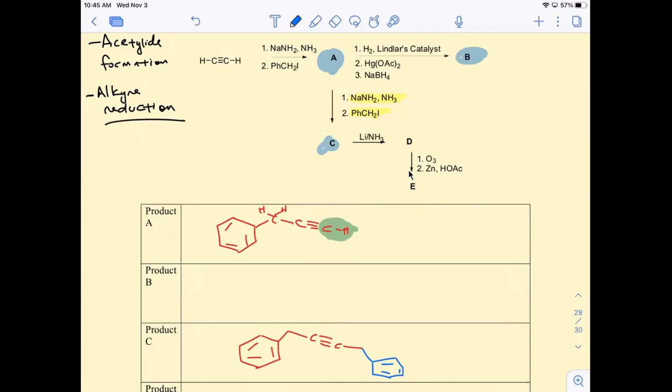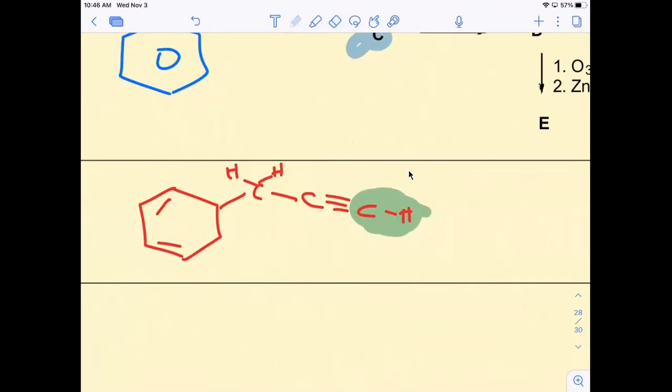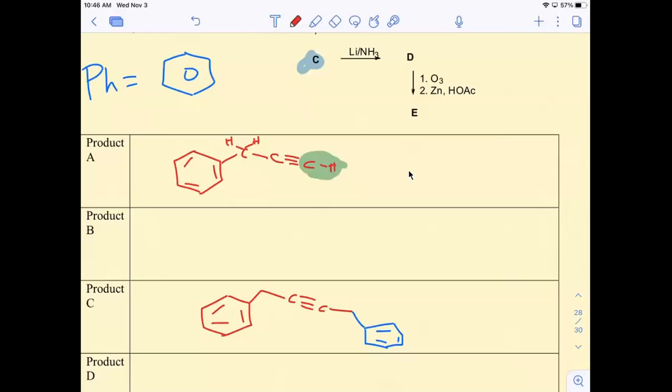Anybody not see that? I'm starting out with A, and A is a precursor for C. You said the Ph is what forms the aromatic ring? The aromatic ring, yes. Anytime you see this abbreviation, it means that there's an aromatic ring present, a benzene ring. All right, any questions about those two?